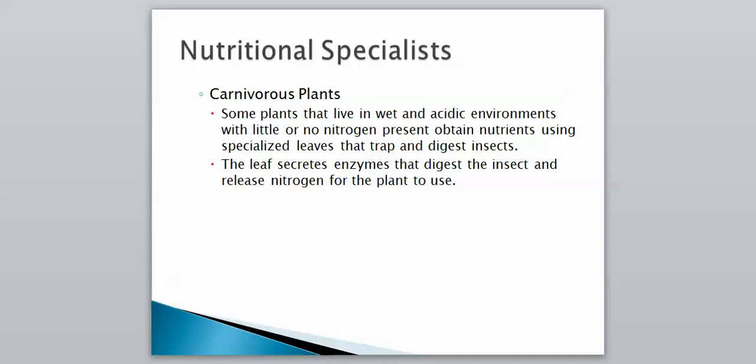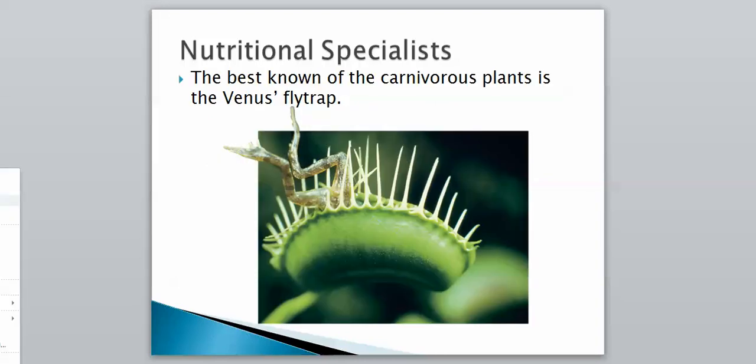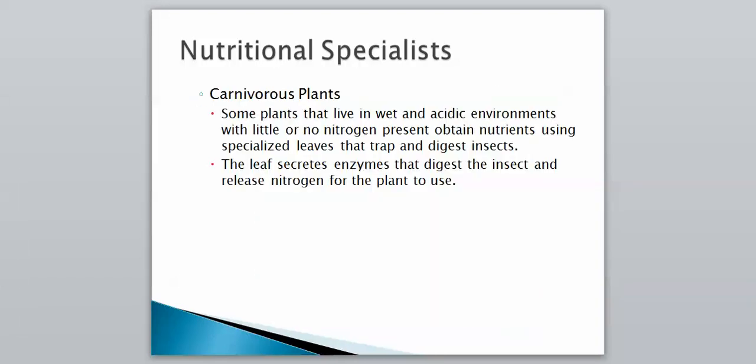There are some plants that live in wet and acidic environments with little or no nitrogen present, and they obtain nutrients using specialized leaves that trap and digest insects. The reason they have to do this is because there are acidic environments and there's no nitrogen present. The leaves trap the insects, or other animals as well, and the leaf will secrete enzymes that digest the insect, and they release nitrogen for the plant to use.